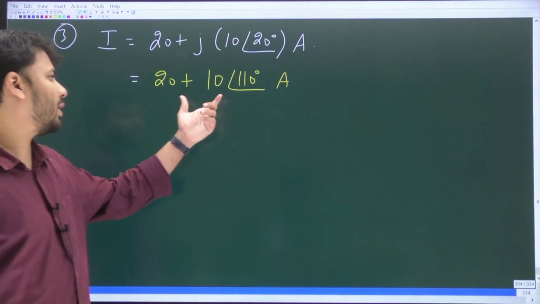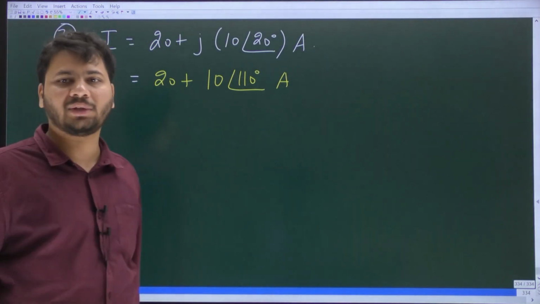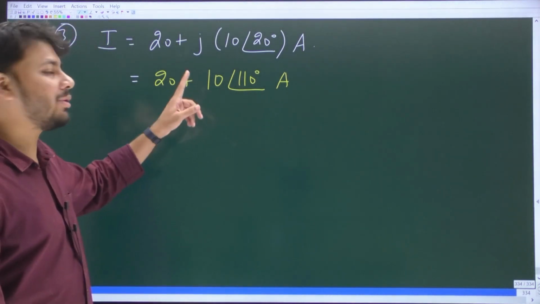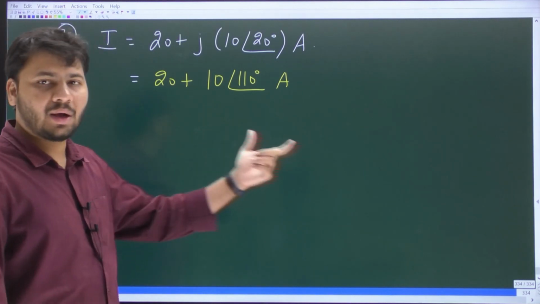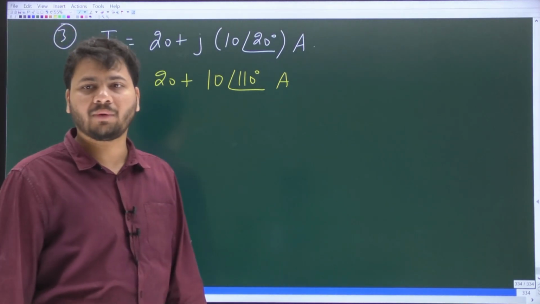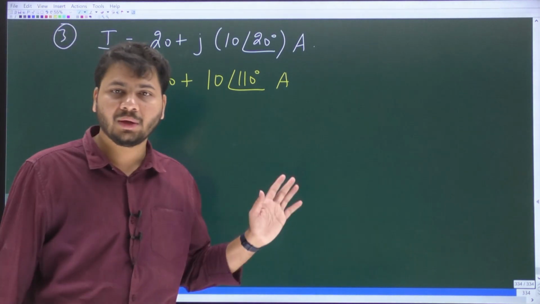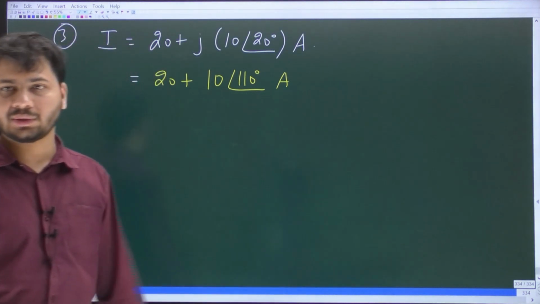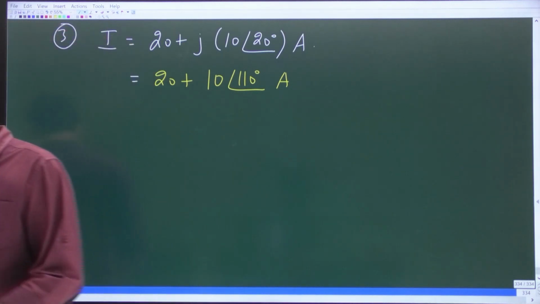Again, expand this 10 angle 110 degrees into what? Real part plus j times imaginary part. Then to that real part, you add 20 to get the final real part, and you will also have the final imaginary part. Again, that rectangular form, you convert it into polar form. Someone please tell me the polar form representation of 20 plus 10 at an angle 110 degrees.